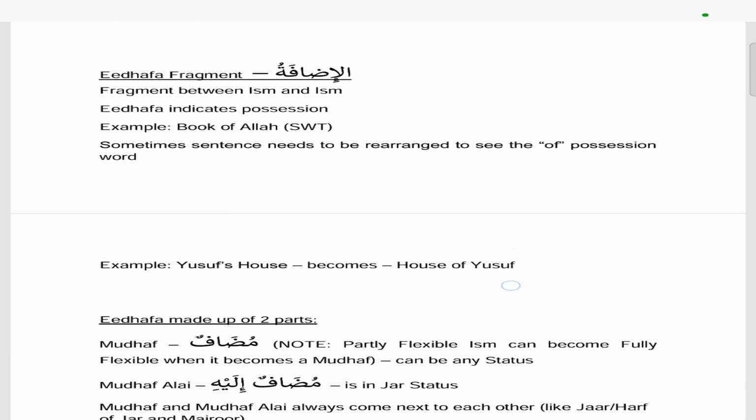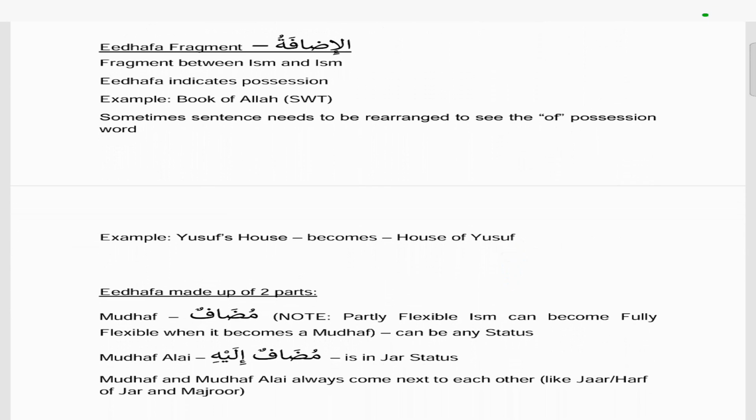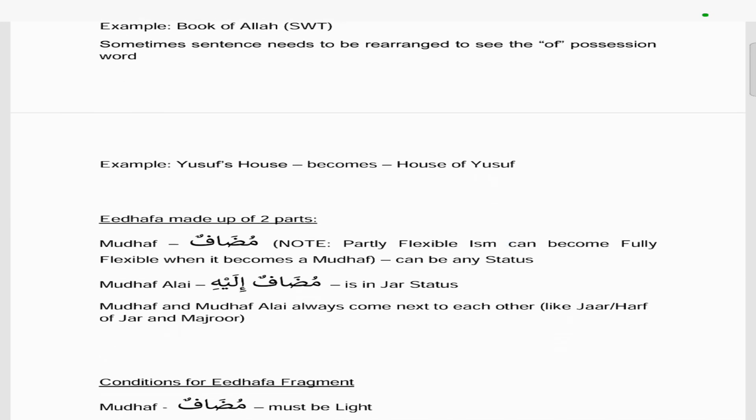And the last fragment is called the idafa fragment. This fragment is between an ism and another ism, and the idafa indicates possession. So for example, the book of Allah. Sometimes the sentence needs to be rearranged to see the of, which is the possession word. For example, Yusuf's house, so you can say house of Yusuf, which shows the possession.